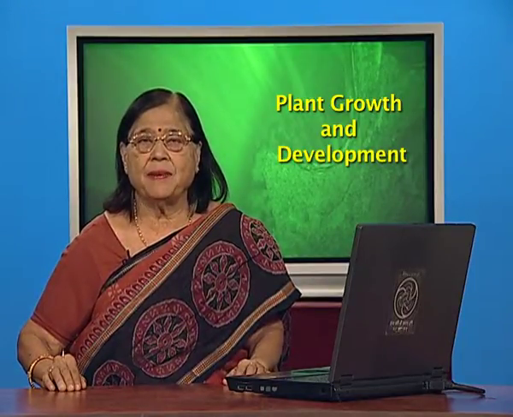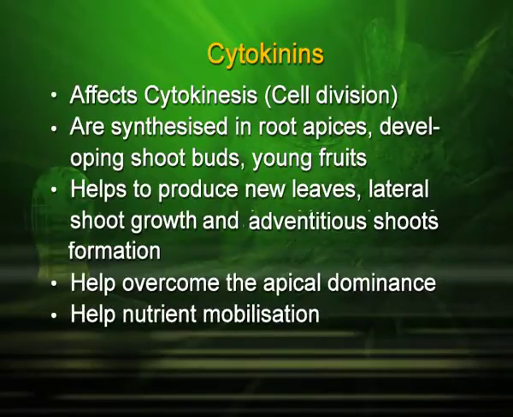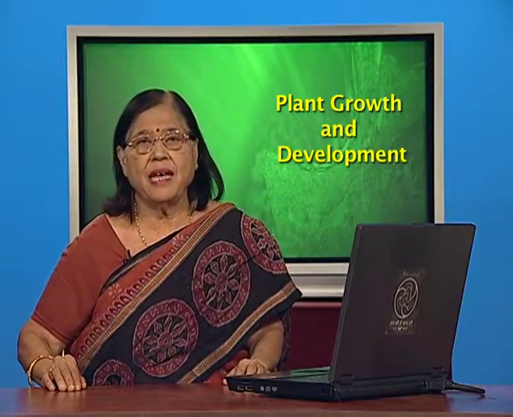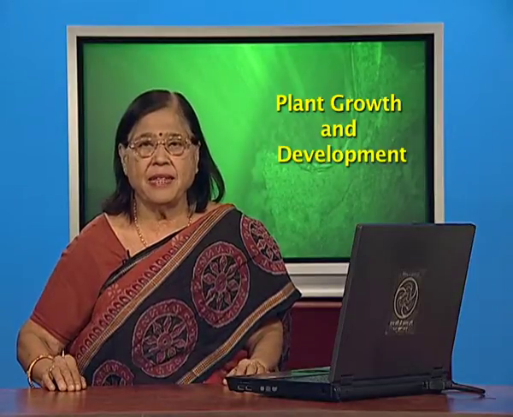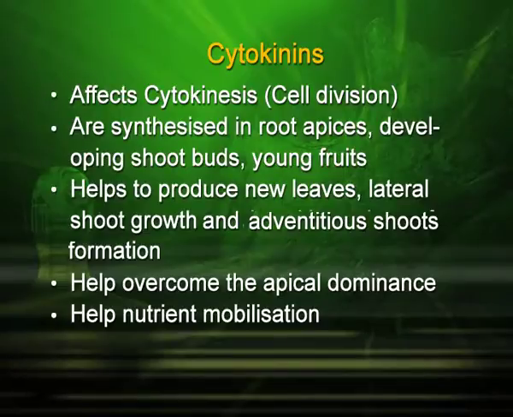When you pluck the tip of the shoot, new shoots will come out with the help of cytokinins and also of course auxin. It helps nutrient mobilization. Formation of food is taking place in one area of the plant and it has to move to other areas, that is also helped by cytokinins, and it delays leaf senescence, the falling of leaves.